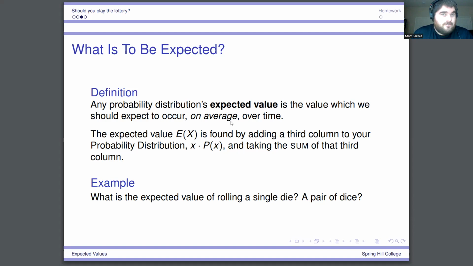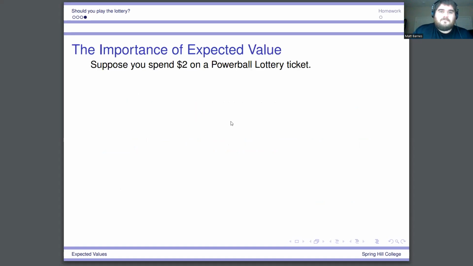So double check yourself, make sure you're getting 3.5 there. And then let me know what you get for a pair of dice. Okay, so gambling aside, let's talk about gambling, right? From dice to Powerball lotteries, let's see where expected value comes into play with this.